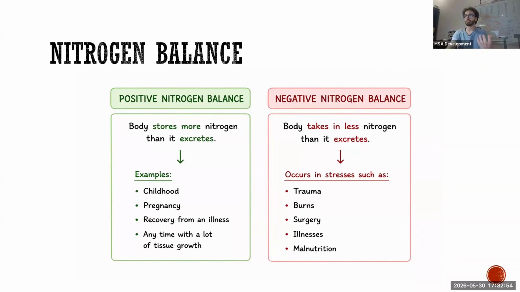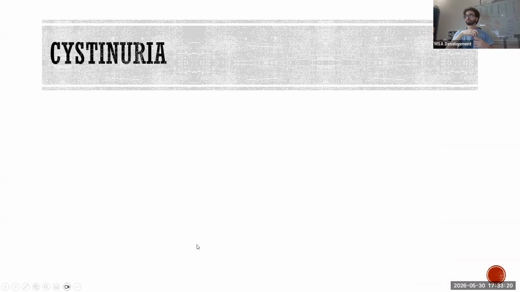They're growing. They need a lot of nitrogen. Pregnancy. Subhanallah, a woman has a whole other living being inside of her. Naturally, she's going to need a lot of nitrogen. Recovery from an illness. That's different from illness. In an illness, you are losing nitrogen because you are still suffering. But recovery from an illness means you're starting to get back to normal, and this is where you need a lot of nitrogen. So you can go back to normal. And basically any time with a lot of what? Tissue growth.